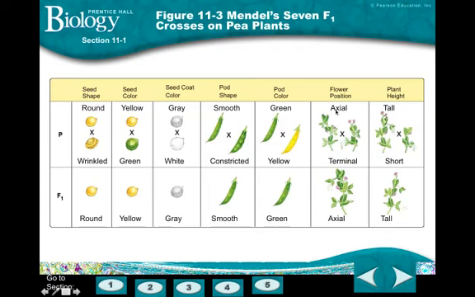So green is the dominant color. When we look at the flower position, where is the flower position? Is it axial, meaning is it lower on the stem, or is it terminal, up at the top? Okay, axial is actually dominant. So when we look at the plant height, tall versus short, tall is actually dominant.